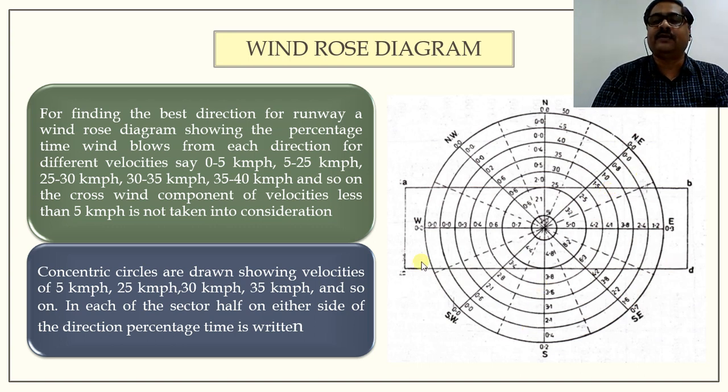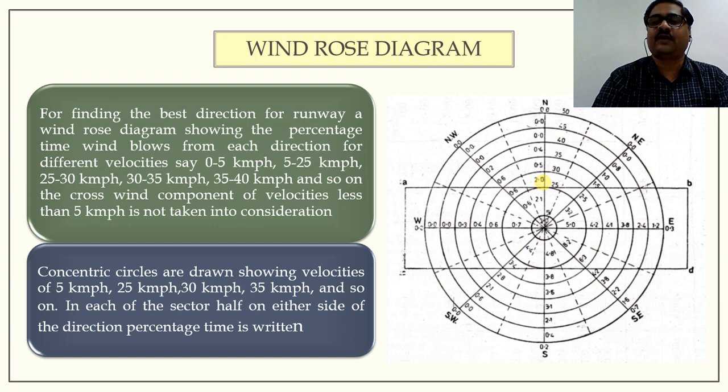Once you have this value with you, you are going to plot concentric circles like this. This is the center, this is the 5 kilometer per hour circle, this is the 25 kilometer per hour circle, this is the 30, this is the 35, this is the 40, this is the 45, and the last one is the 50 kilometers per hour circle. So in each sector, between 5 to 25, 25 to 30, 30 to 40, we are going to write the percentage of time.